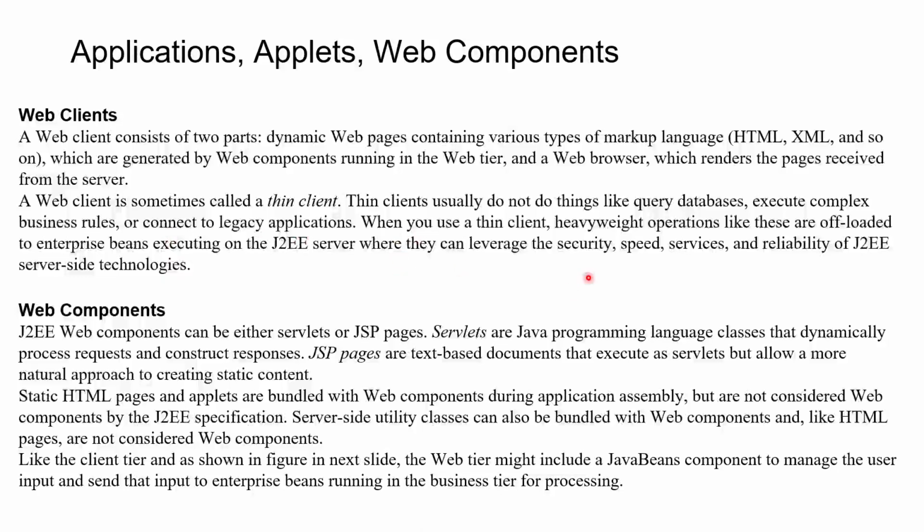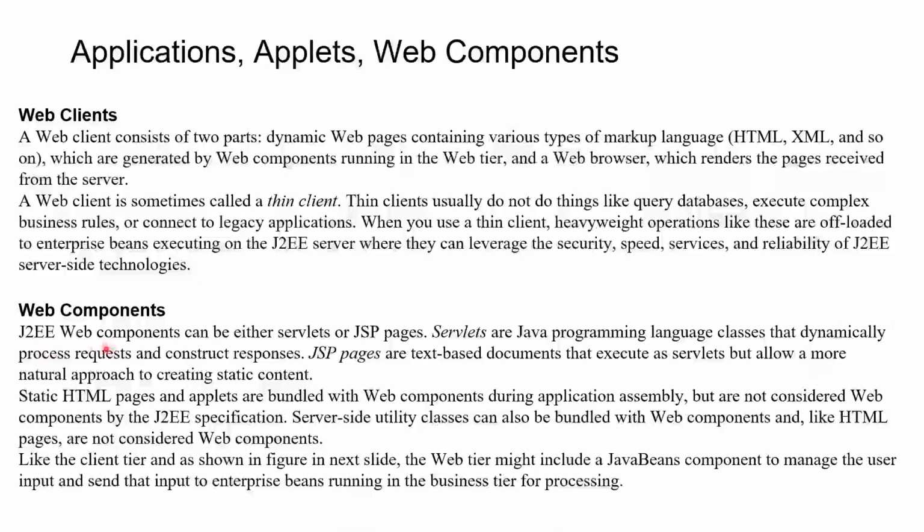So a web client is sometimes called a thin client, and thin clients usually do not do things like querying databases or execute complex business rules. When you use a thin client, heavyweight applications and operations like those are offloaded to the enterprise beans executing on the Java 2 Enterprise Edition server, where they can leverage the security, the speed, the services, and the reliability of J2EE or Java 2 Enterprise Edition server-side technologies.